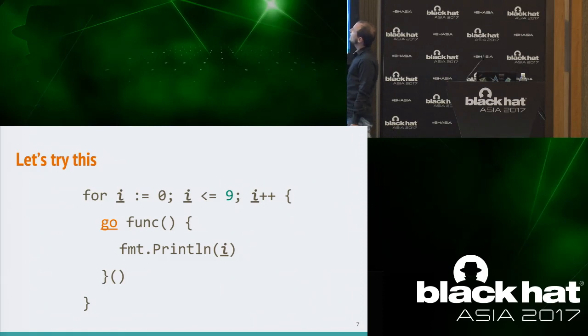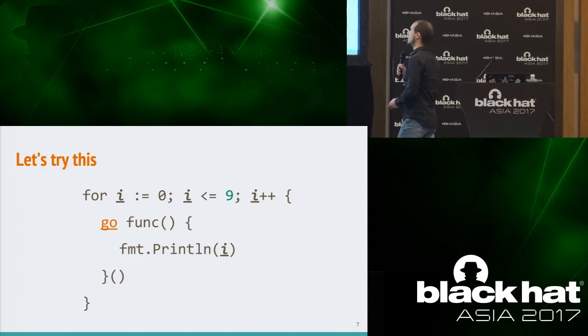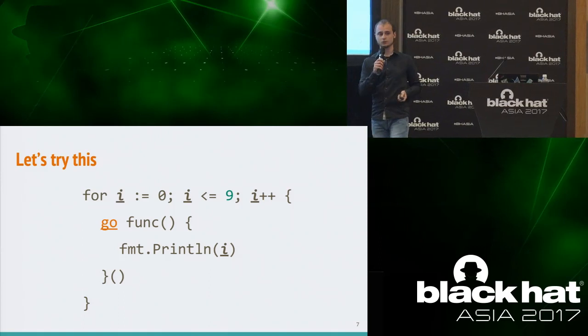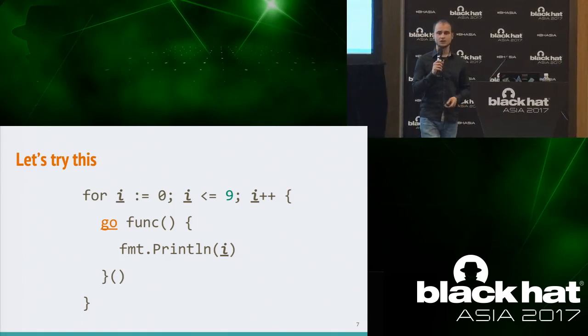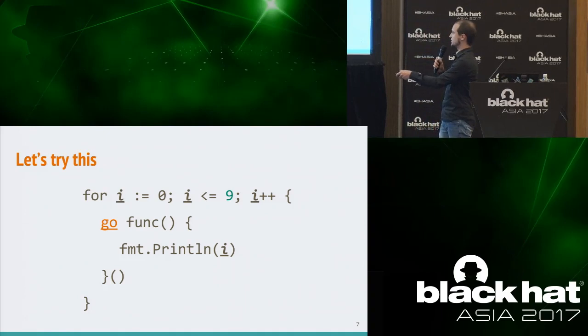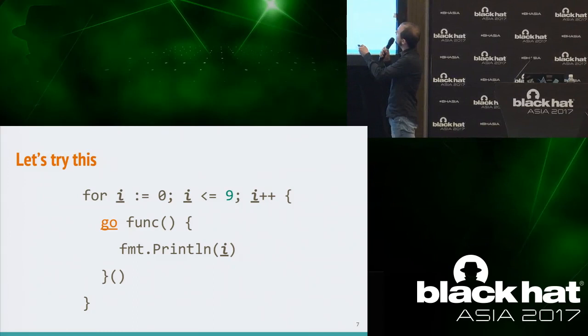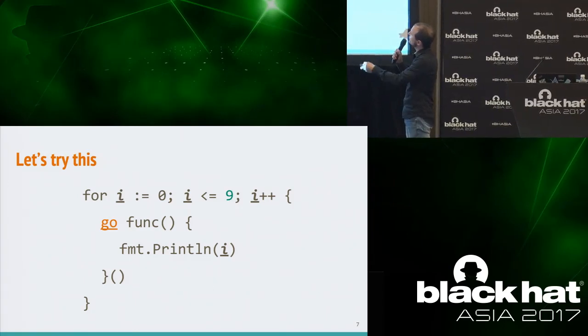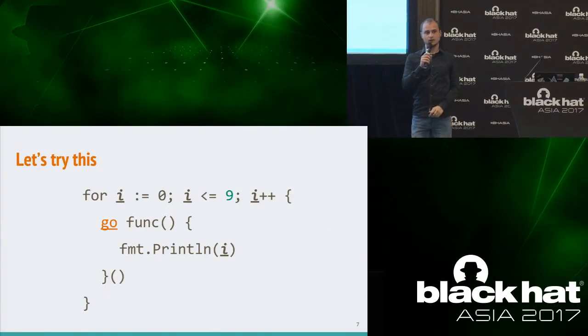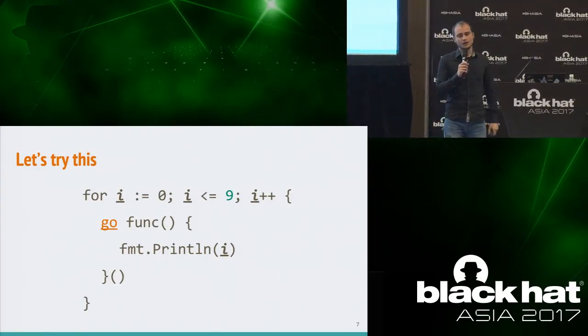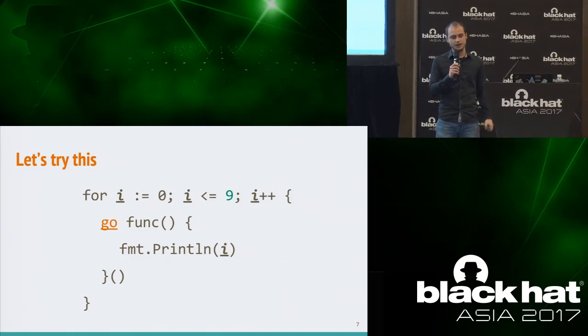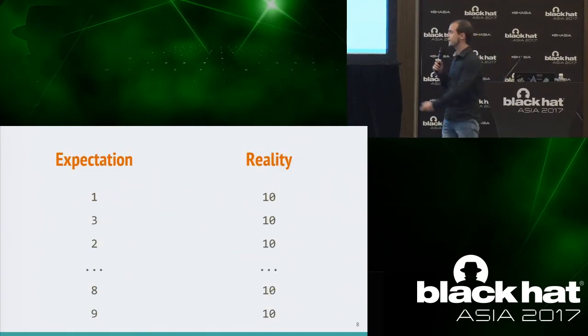And I would ask you to look at this slide and try to think, what is the output of this code? It's just 5 lines of code, of which 2 lines are just parentheses. So, from 0 to 9 included, on a new thread, or on a new Go routine, print i, which should be easy to guess, and I expected it to be something like that.